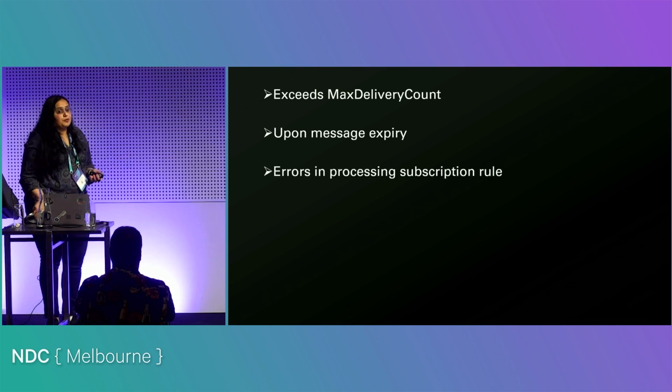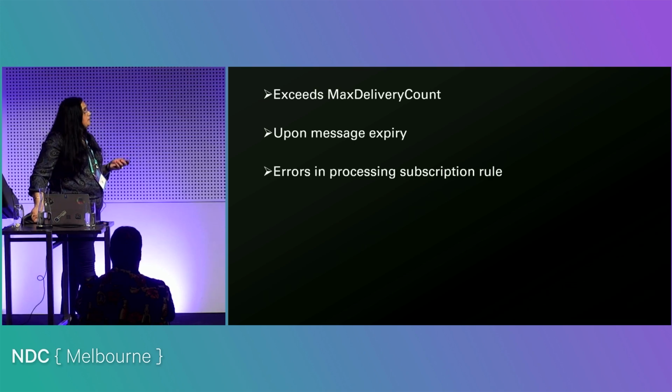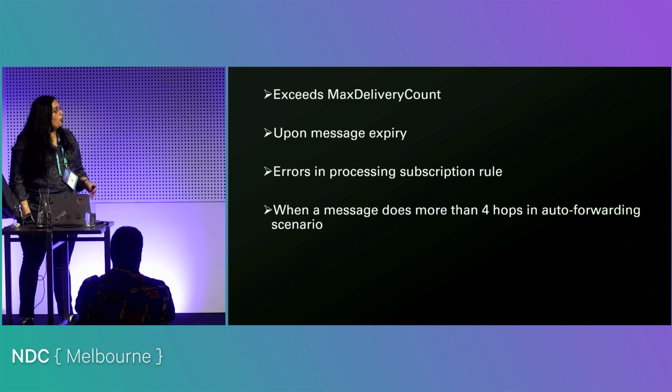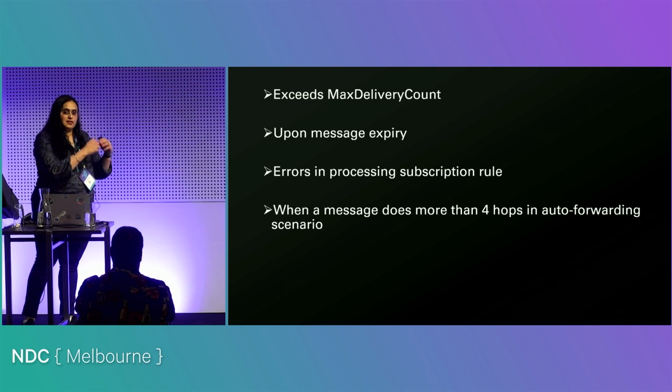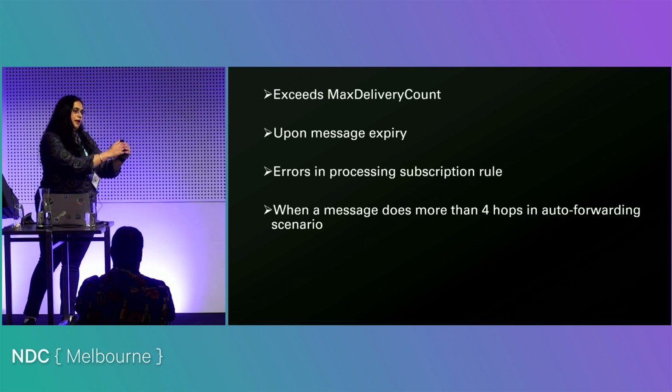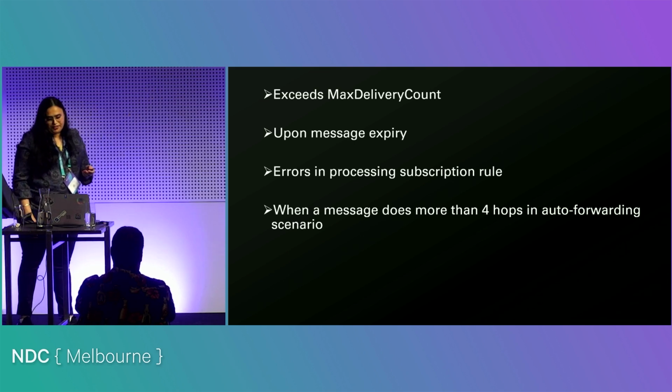If you have errors in processing subscription rules, then things can dead letter. If a message does more than 4 hops in an auto forwarding scenario, so remember I spoke about chaining of topics, so it can go up to the 4th topic and then it can dead letter. So that is where Azure Service Bus tells us, yeah, this is where I have to limit you.